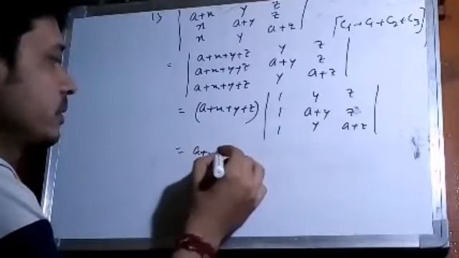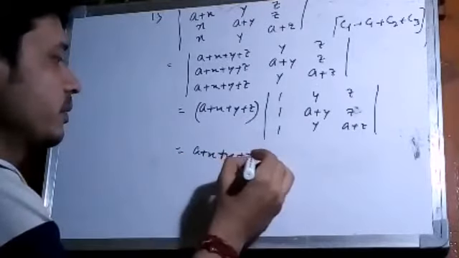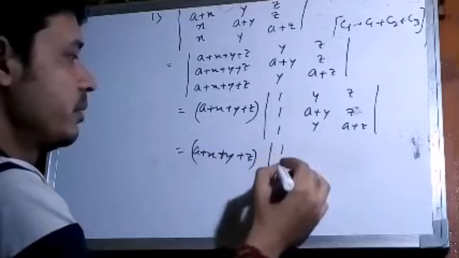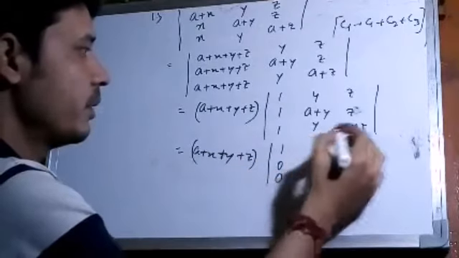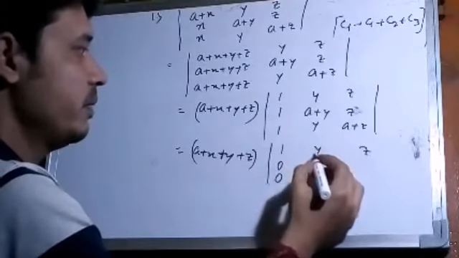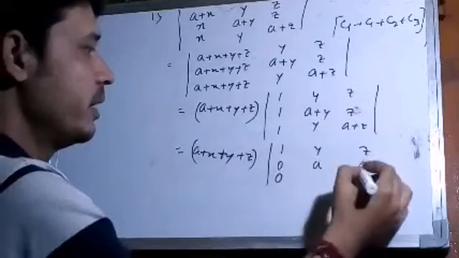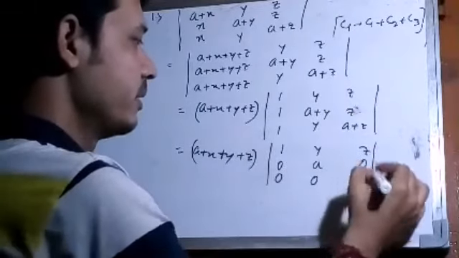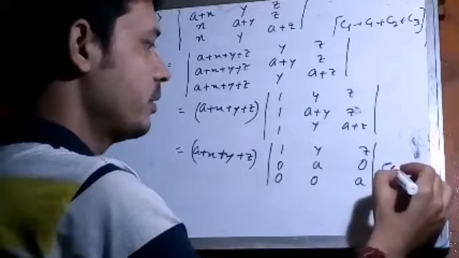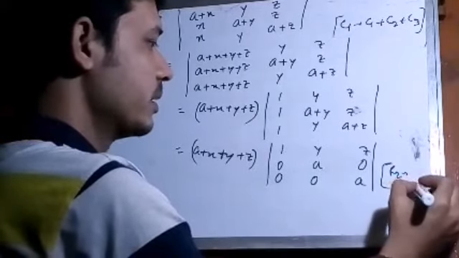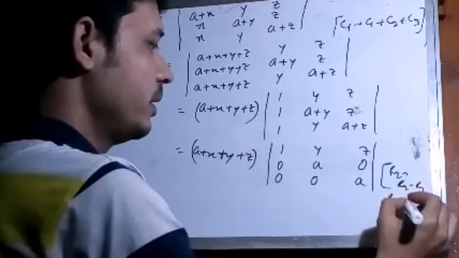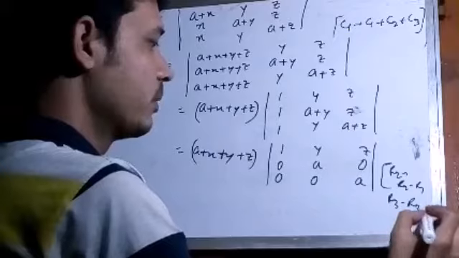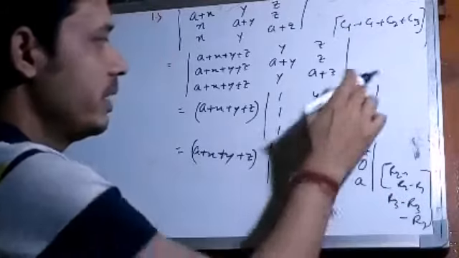So what we would do is a plus x plus y plus z. So this will become 1 0 0. This is y, this is z. So a plus y minus y, this is a, z minus z 0, y minus y 0, and this minus this is a. So what we have operated? We have operated R2 operating R2 minus R1 and R3 operating R3 minus R1. We can perform R3 minus R2 also.